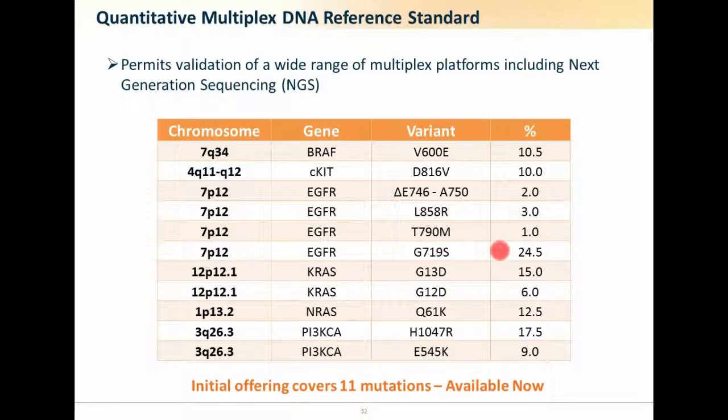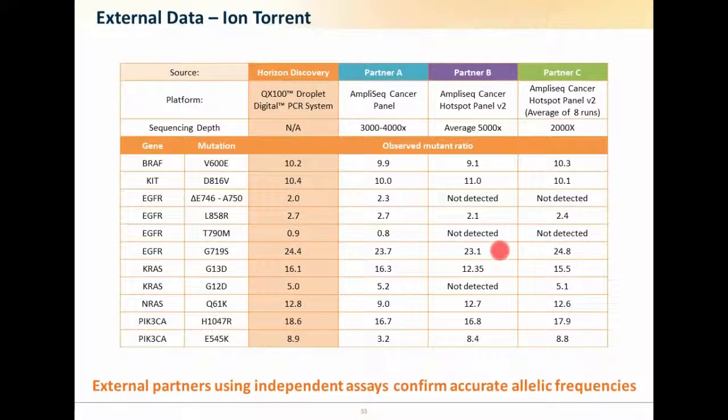The idea is that you can now use this standard to start addressing what the variability and the reproducibility may be on multiplex assays such as NGS or Sequenom. Our first beta testing labs took our standard and ran it on their Ion Torrent platforms. Here's the data that we obtained with our digital PCR platform on all of the mutations, and then here are our 3 partners using the Ion Torrent and the AmpliSeq panels.